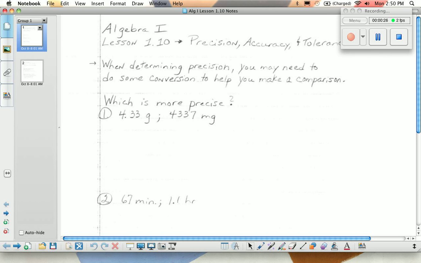Accuracy. Okay, accuracy. Well, I'm kind of thinking that accuracy and precision each have their own meaning. So if I say to you, which is more precise, like there's our first example: which is more precise, 4.33 grams or 4,337 milligrams? Which one is measured more precisely? How do we decide? Brianna? Which one is more detailed?